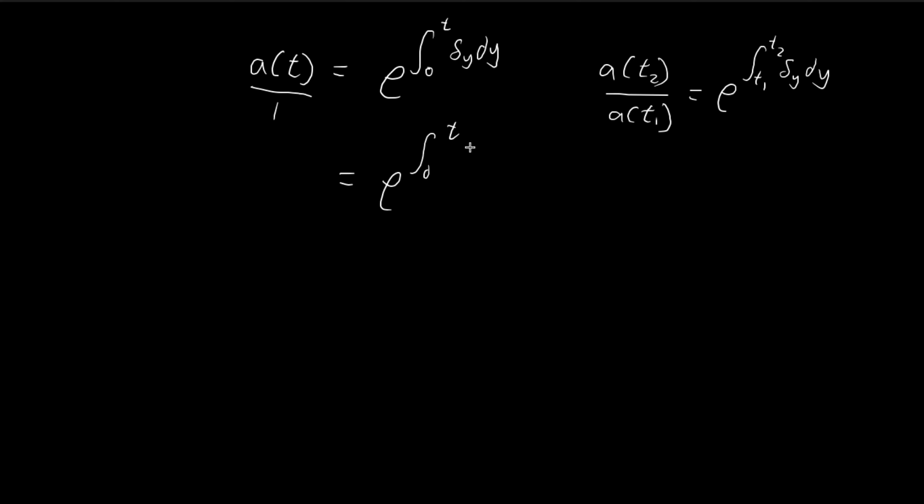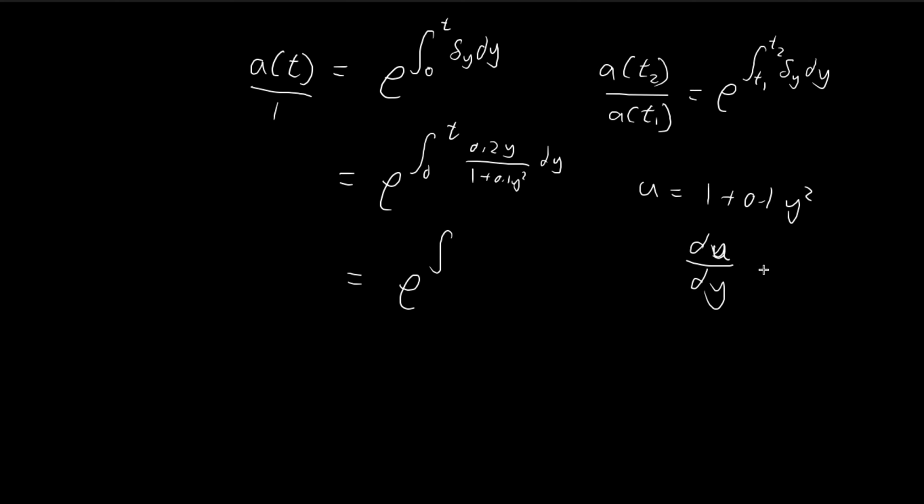So in our case, we have 0.2. I'm going to change it to a y because there's already a t up here, so I can't use t in the integral, dy. And then we're going to use substitution. So we're going to let u equal 1 plus 0.1y squared. And then if we do our substitution, you see that du is actually equal to 0.2y dy. So 0.2y dy is equal to du.